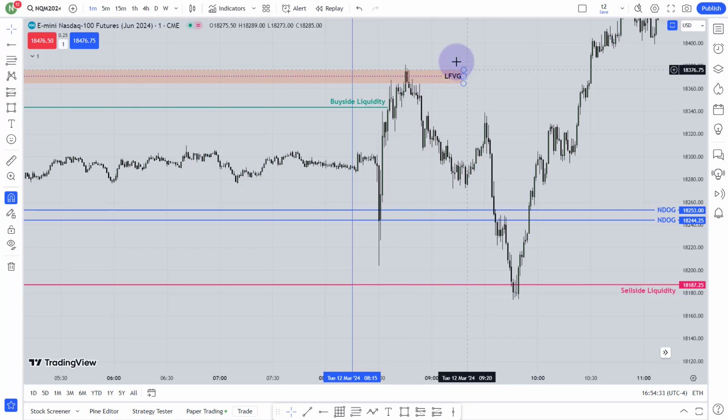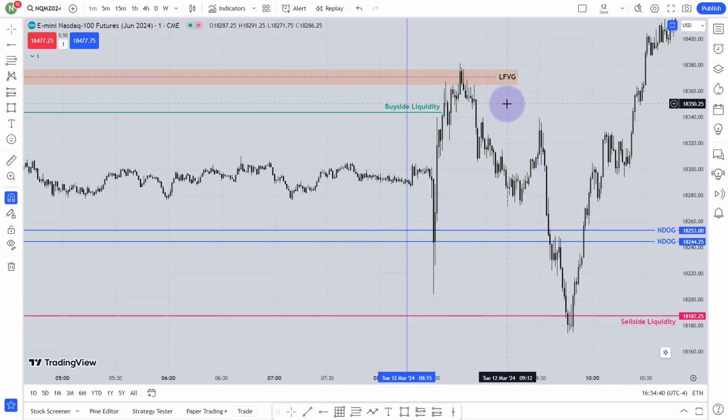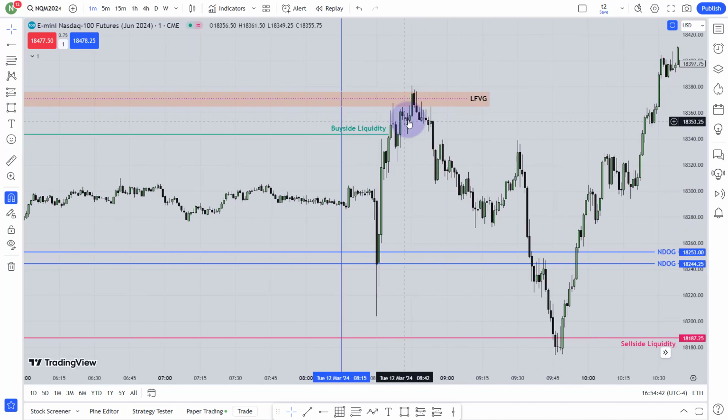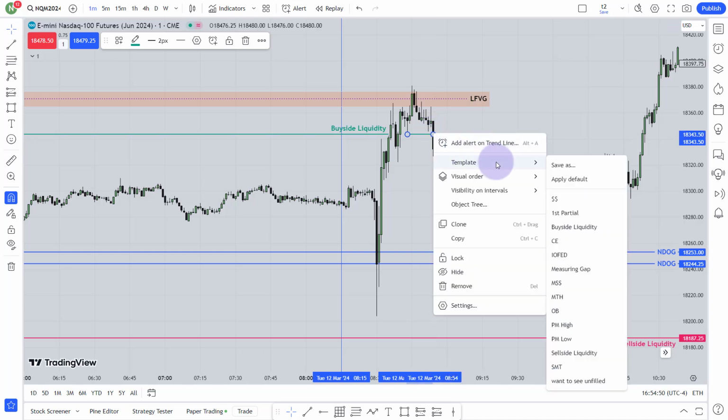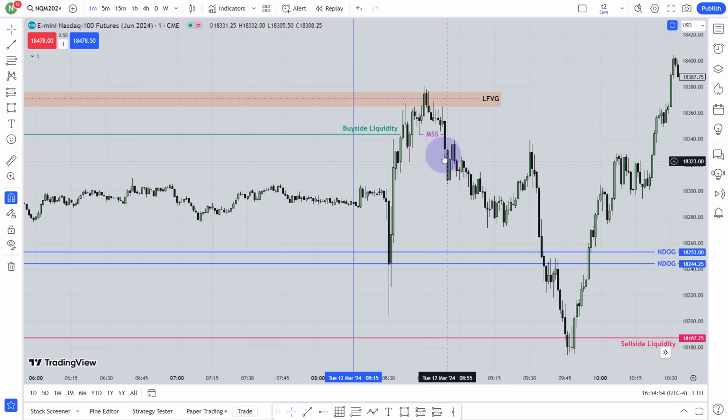Price came to that last fair value gap from the 15-minute chart. Look over here how price worked here. Price came here to the last fair value gap, then gave you a very nice market structure shift. Here is your market structure shift. I'm going to mark that as my market structure shift, and there is your fair value gap. So I'm going to mark that fair value gap over here.